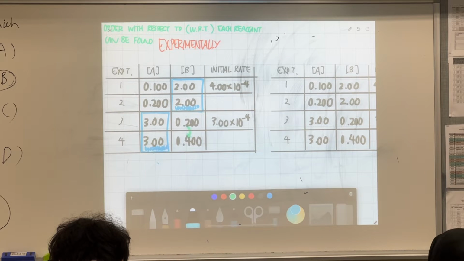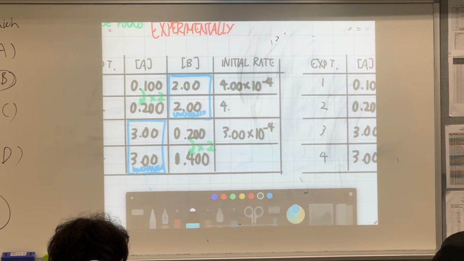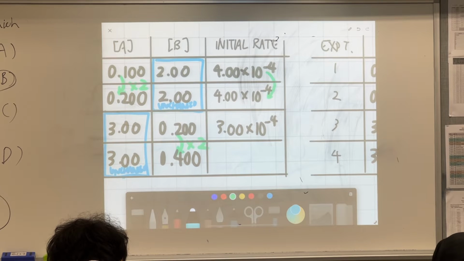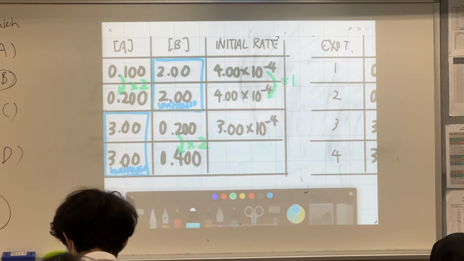Let's say you double this, and you double this. So what do you see in the initial rate? If the concentration change does not result in any change in rate, can you see that here when you double the concentration, there is no change in rate, right? If this is what you see, the order we say is 0. Why is that? Because when you go from 4.00 times 10 to the power negative 4 to 4.0 times 10 to the power negative 4, it means it did not change. It means it's times 1, right?